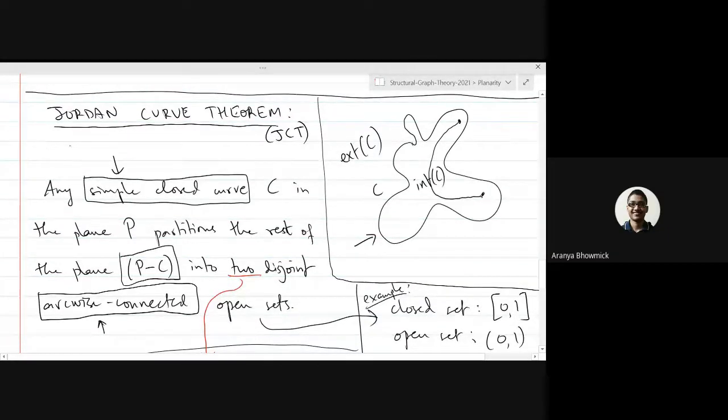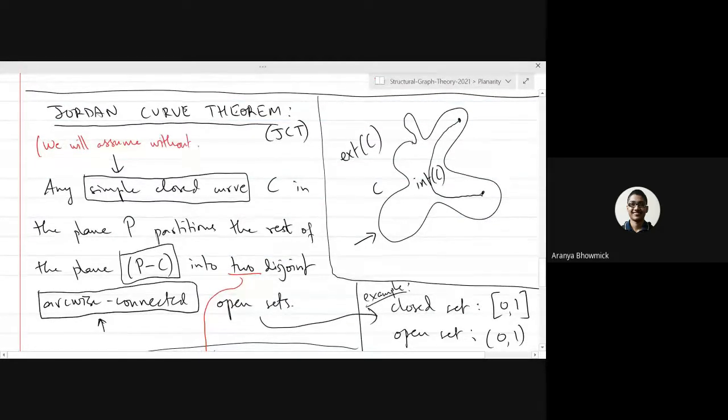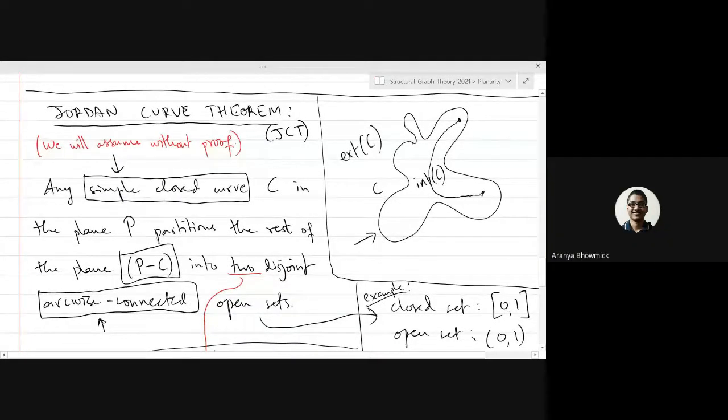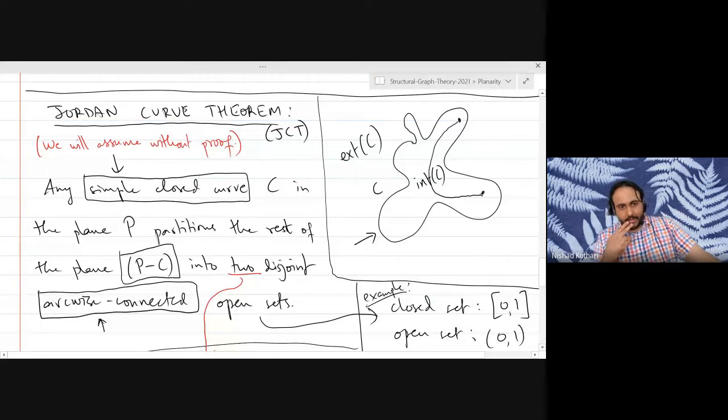I also saw a similar result in complex analysis, the Jordan Curve Theorem. When I was taking a graph theory course during my master's with Robin Thomas, he told us about the Jordan Curve Theorem when he started teaching planarity.